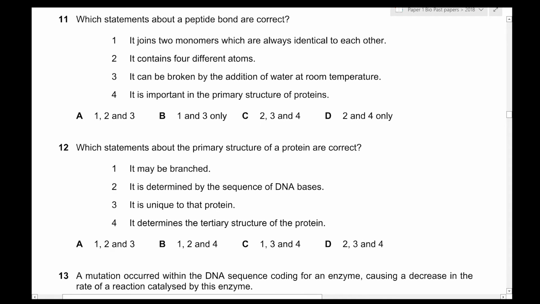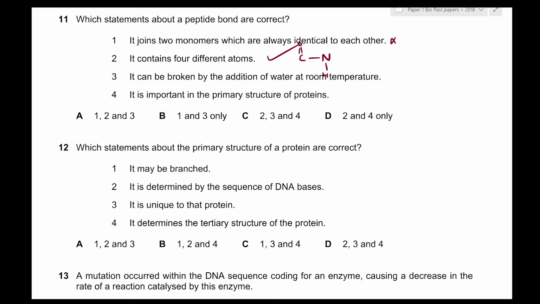Question number 11. Which statements about a peptide bond are correct? 1. It joins 2 monomers which are always identical to each other. This is incorrect. They don't necessarily have to be identical, and that's what gives the primary structure its unique structure. Now for 2. It contains 4 different atoms. Yes, the peptide bond does contain 4 different atoms. Let's draw them. Therefore, this is correct.